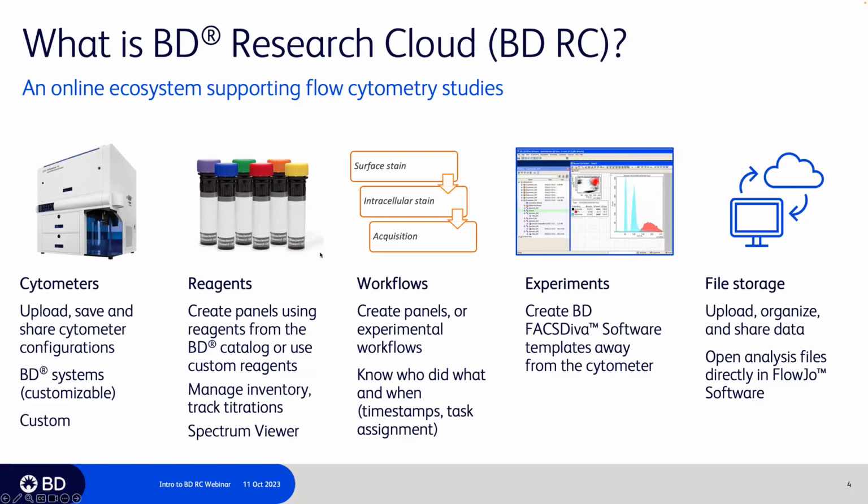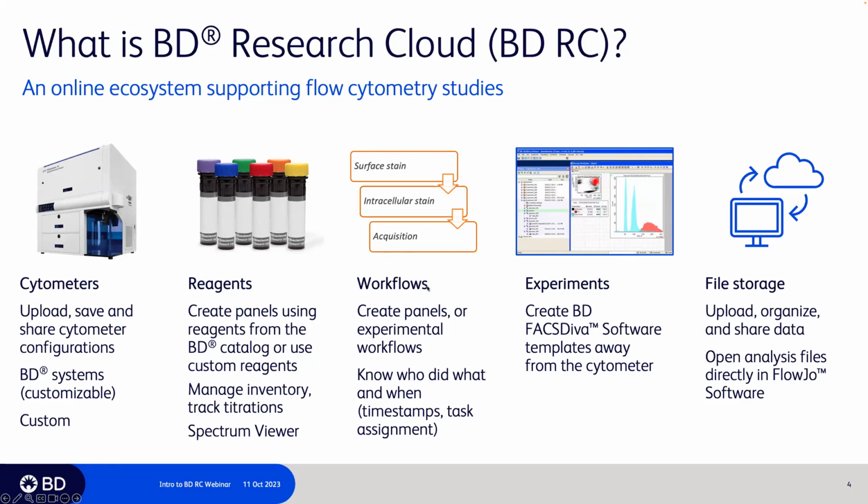Another thing you can do is create panels using reagents from either the BD catalog or custom reagents. Again, these don't have to be BD reagents. You can upload other reagents from different companies. You can manage your reagent or antibody inventory and track titration information. And you can also view the spectra of the fluorochromes within the various spectrum viewers.